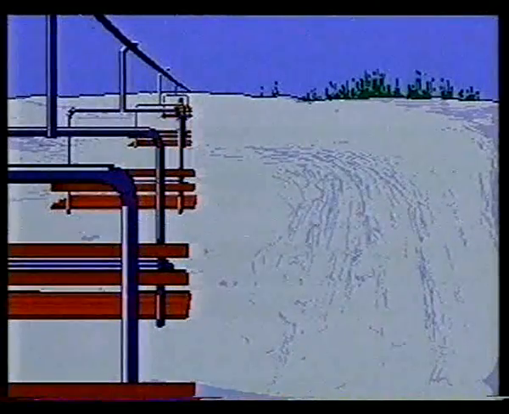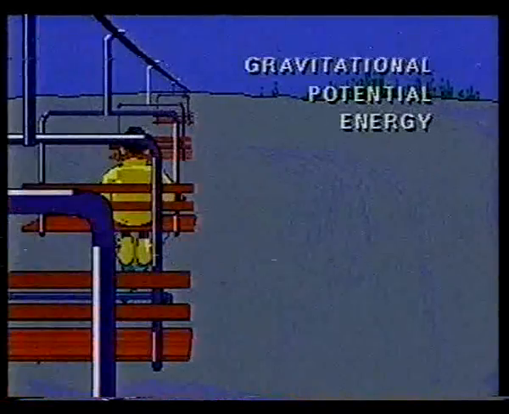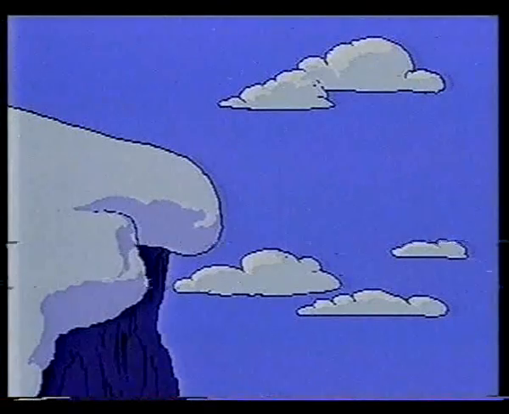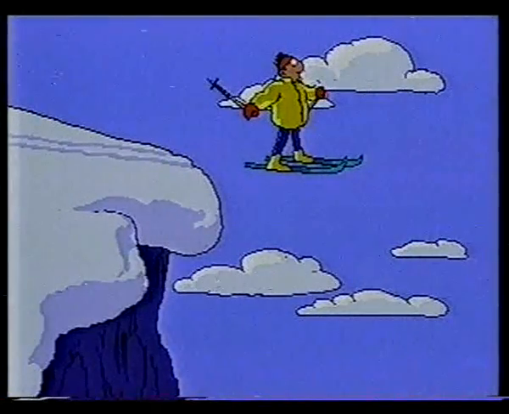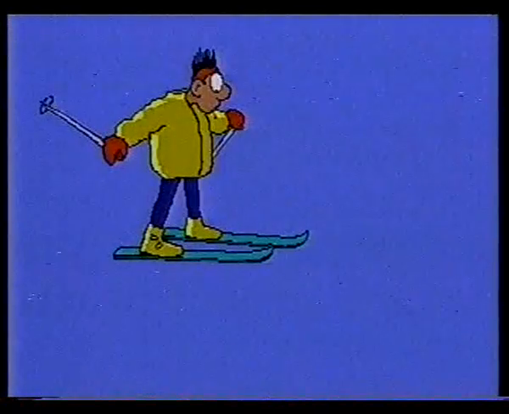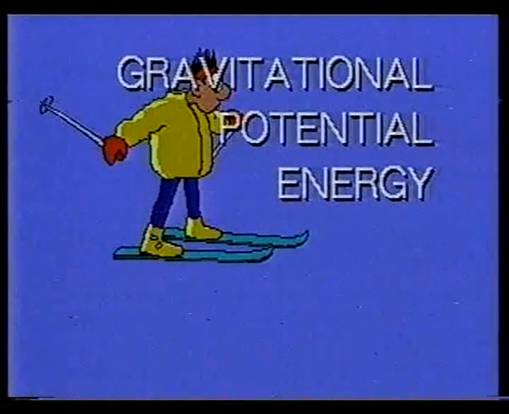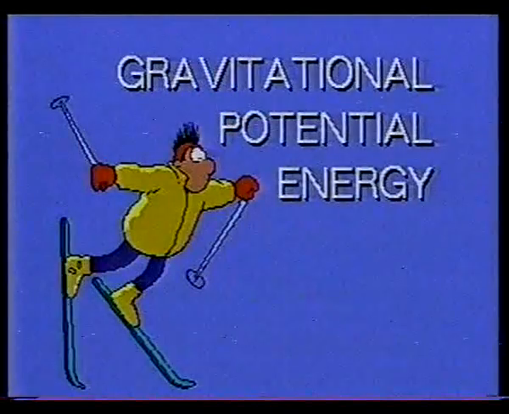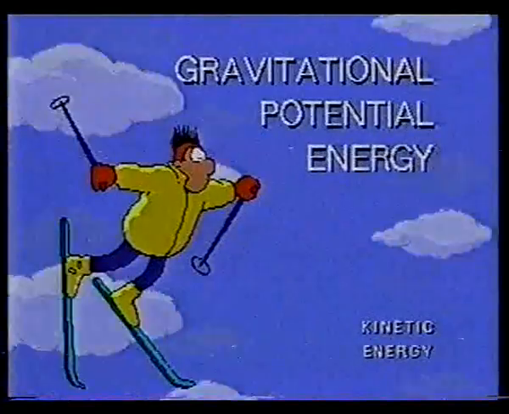Suppose a lone skier allows a lift to convey him to the top of the slope. In doing so, he acquires what we call gravitational potential energy. But what if he makes a wrong turn and ends up falling off the edge of a cliff? When the skier leaves the edge of the cliff, the gravitational potential energy he gained in rising to the top is converted to kinetic energy as he falls to the snow below.